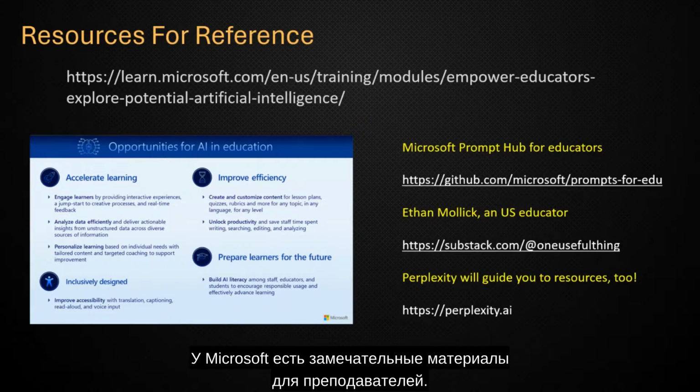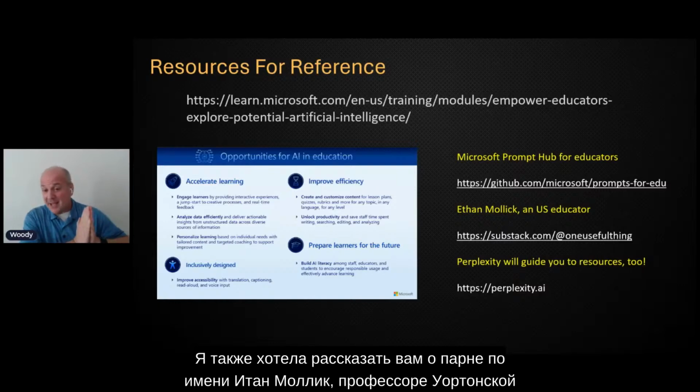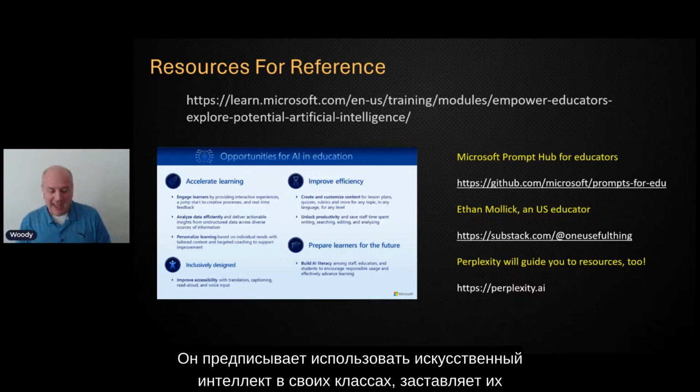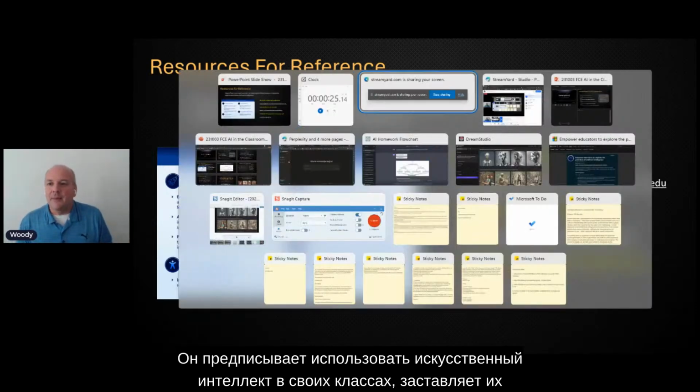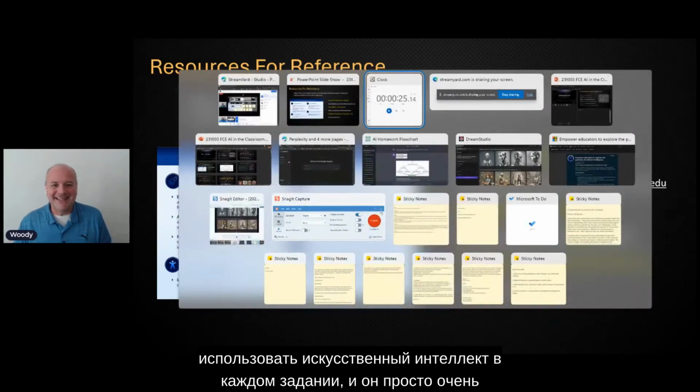But I also wanted to tell you about a guy named Ethan Mollick, who's considered extremely advanced in this field. He's a professor at the Wharton School at the University of Pennsylvania. He mandates AI use in his classes, makes them use AI in every assignment, and he's just a really inspirational guy. And you can find him, let's see, hang on one second.